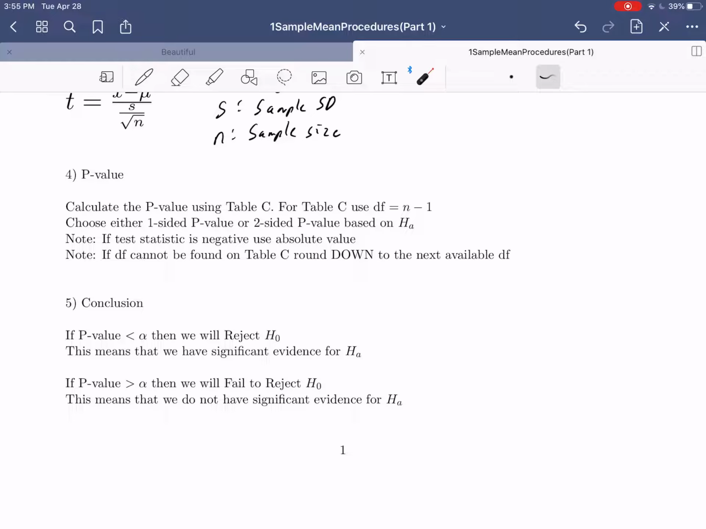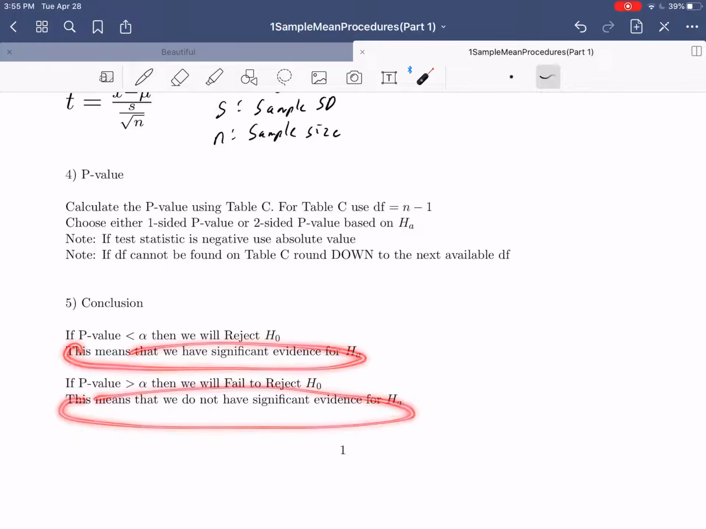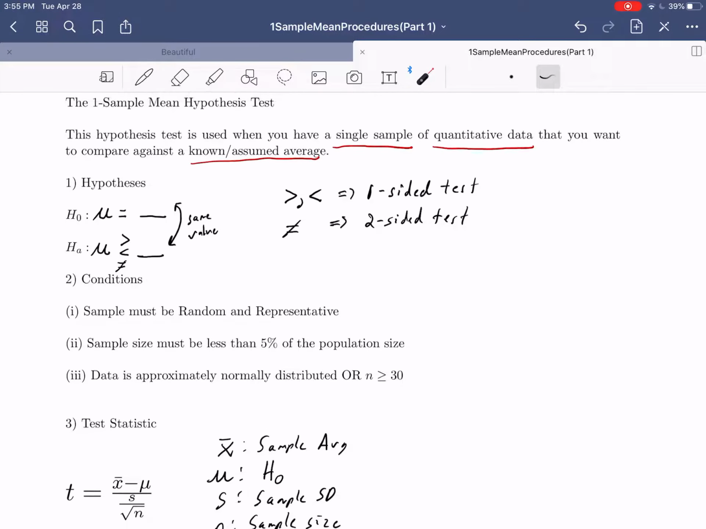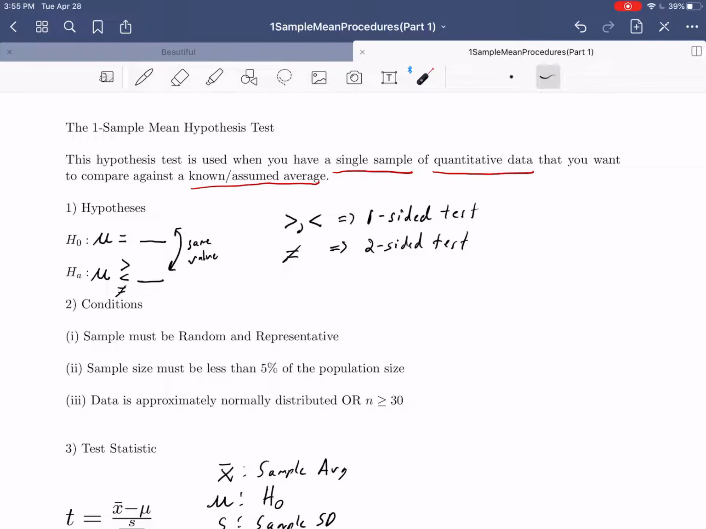Notice that the statistical conclusion is always in terms of H0. You either reject H0 or fail to reject H0, whereas the statement in terms of evidence is always in terms of HA. If you reject H0, you have significant evidence for HA. If you fail to reject H0, you do not have significant evidence for HA. So this lays out the 5 steps for a one-sample mean hypothesis test.